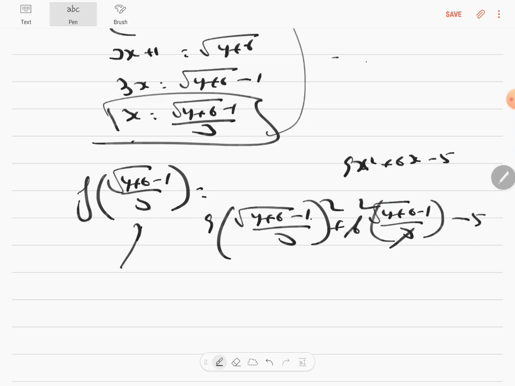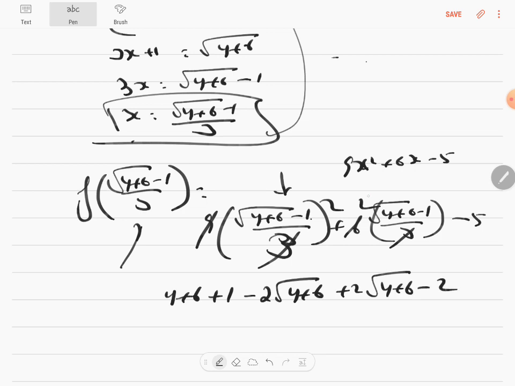This and this get cancelled. This is also 9: 3 squared becomes 9 and the 9s get cancelled. You have to do (a - b)² = a² + b² - 2ab, plus 2 into (√(y + 6) - 1), taking it inside, minus 5. This and this get cancelled. This is minus 7 and plus 7 get cancelled.